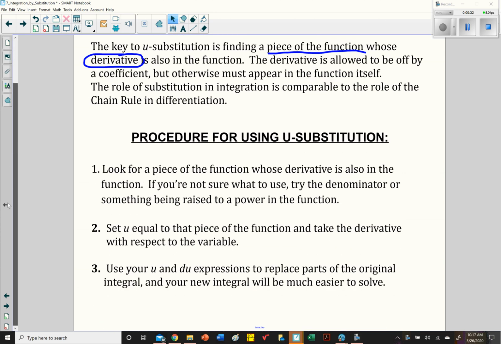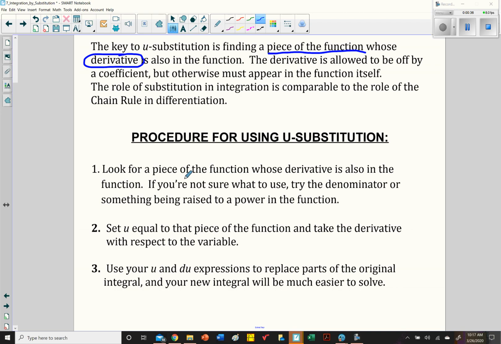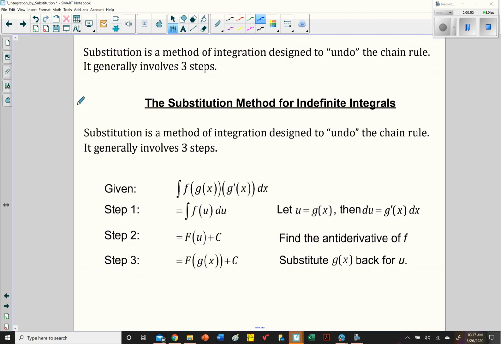Here's a procedure for you here. Look for a piece of the function whose derivative is in the function. Set u equal to that piece. Use your u and your du to replace parts of the original function. And we'll tackle a few of those here. So, 3 simple things.